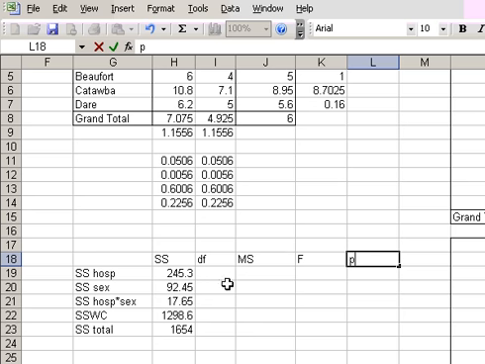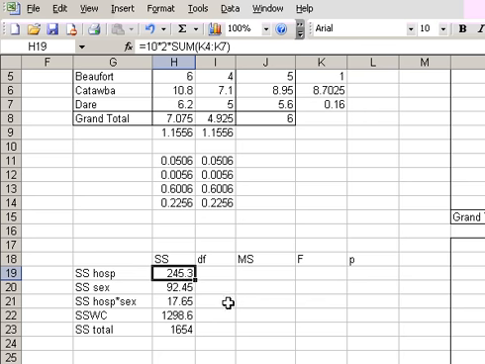We're actually going to calculate 3 different F-tests, one for hospitals, one for sex, one for hospitals by sex, and the error in every case will be the within cells mean square. So the first thing we'll need is degrees of freedom.